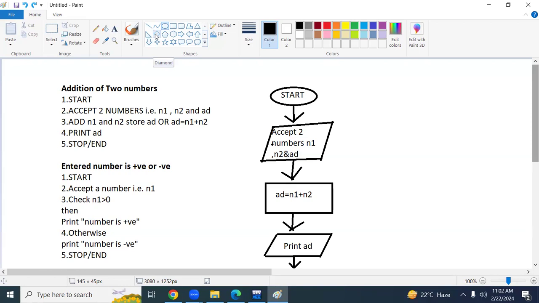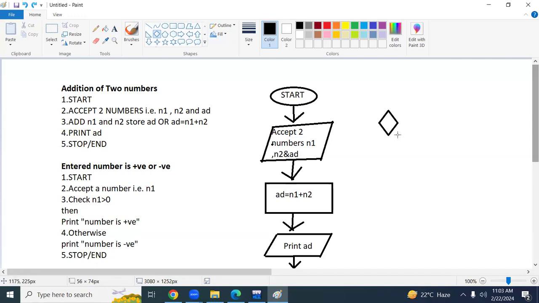Okay, fine. So what you have to do? First, the start should be with the oval shape. The second statement I am solving, guys, the second algorithm. So the first step is always start, that is an oval shape. The second is to accept a number, that is n1. You need to draw a parallelogram for the second one.